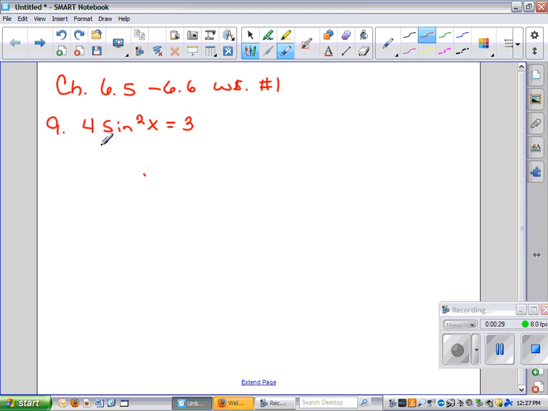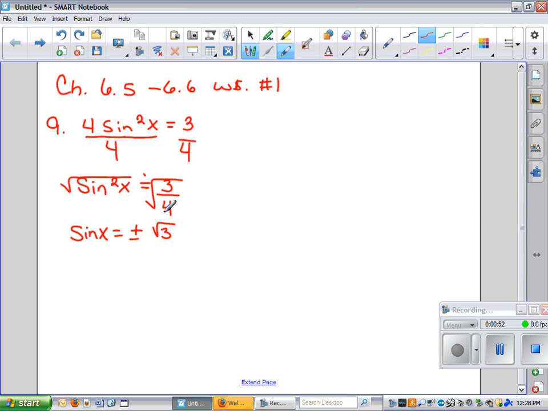We want to get sine squared x by itself, so we're going to divide both sides by 4. Then we're left with sine squared x equals 3/4. To get sine x by itself, we're going to take the square root of both sides. We're left with sine x equals plus or minus square root of 3, and on the bottom, square root of 4 is 2.